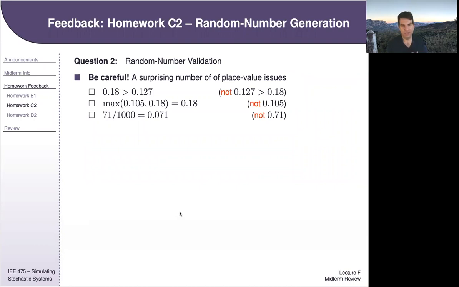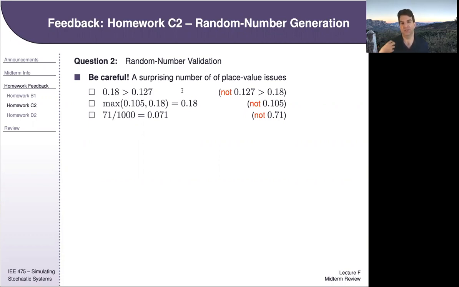On a midterm, when everybody's stressed out, there's a bunch of easy mistakes that are made. I see this time and time again every semester, stuff that you wouldn't expect to happen at this level, but they do. Be careful about place value issues. Especially when we're talking about a chi-squared test, I give you a bunch of outcomes and you need to count how many outcomes are between 0 and 0.25.